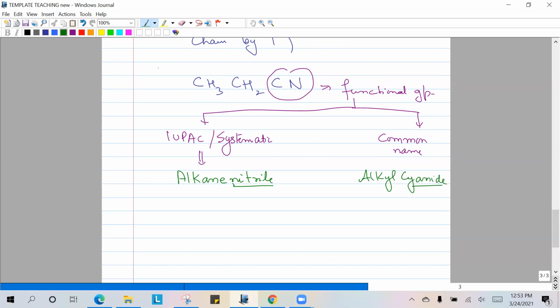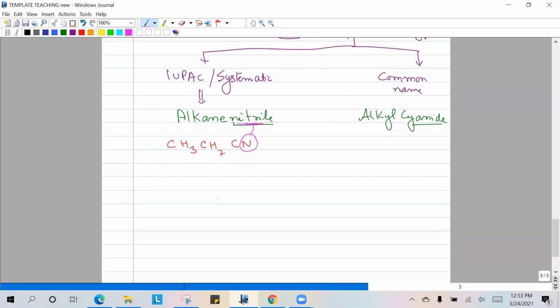Now, how do you name this compound, CH3CH2CN? An important thing is that the word nitrile takes care only of the nitrogen. So how many carbon atoms are there? There are 3 carbon atoms. An alkane with 3 carbon atoms will be propane, the full name propane, and write nitrile. Finish. That is the name of this compound.